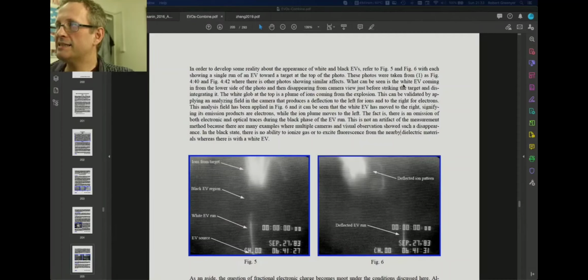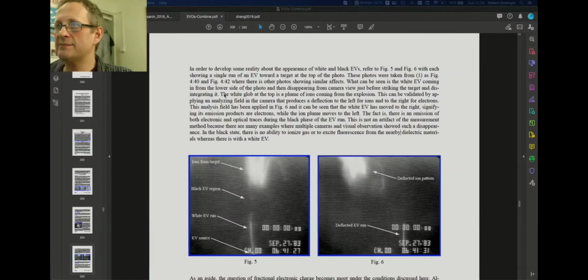What can be seen is the white EV, exotic vacuum object, coming in from the lower side of the photo and then disappearing from camera view just before striking the target and disintegrating it here. So down here in the bottom of this other shot, you have the white EV, and it kind of disappears at this point before it strikes a target up here. Comes up, disappears, and strikes a target. Okay? Before striking the target and disintegrating it. The white glob at the top is a plume of ions coming from the explosion.